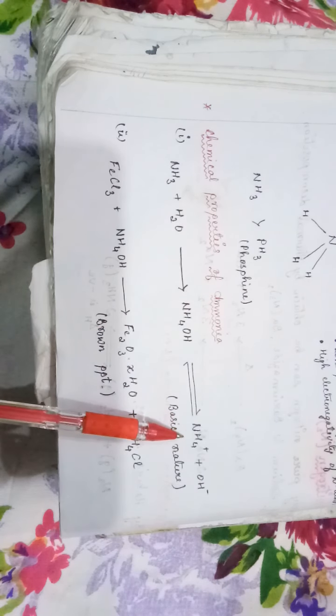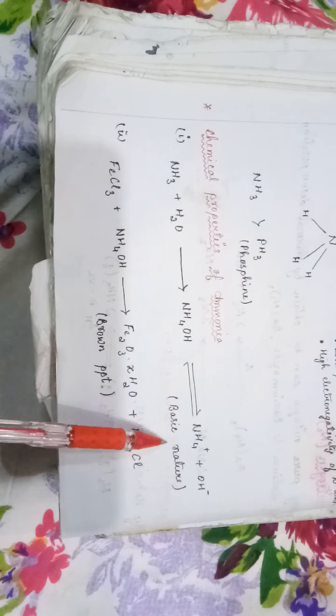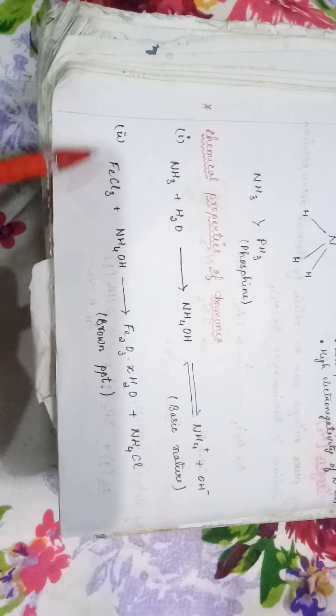Now, chemical properties of ammonia. Ammonia reacts with water forming ammonium hydroxide. It dissociates in water forming NH4 positive and OH negative, meaning it is liberating OH negative. That reaction shows the basic nature of ammonia. So FeCl3 plus NH4OH forms a brown precipitate. If you add ammonium hydroxide to FeCl3, you will get a brown precipitate. This confirms the presence of iron 3.